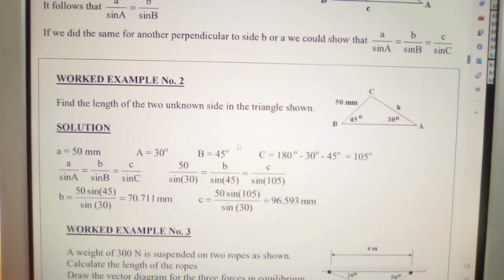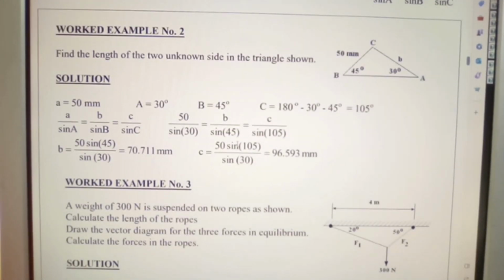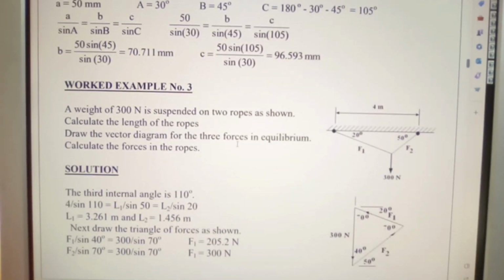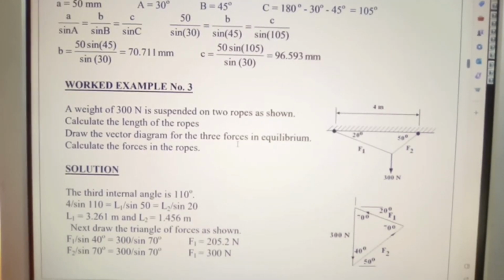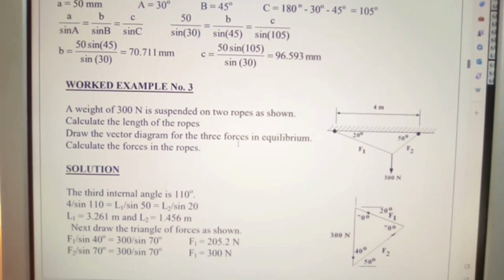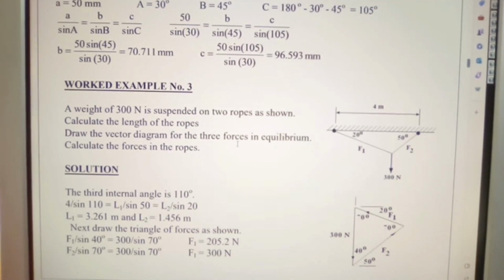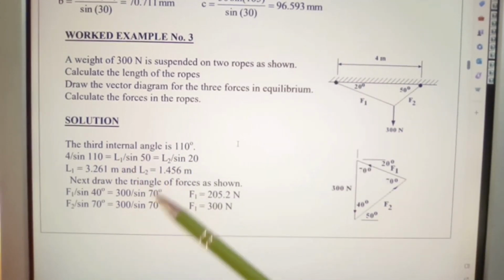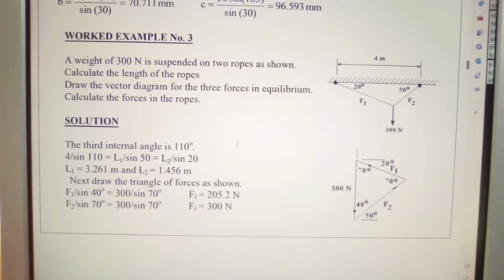Now here we're looking at example 2 solution. A weight of 300 Newton is suspended on 2 ropes as shown. Calculate the length of the ropes. Draw the vector diagram for the 3 forces in equilibrium. Calculate the forces in the ropes. Okay, and here you have your solution. You've been given your solution here, so don't overlook it. Write it out, draw out the sketches, make sure you know what you're looking at and doing.